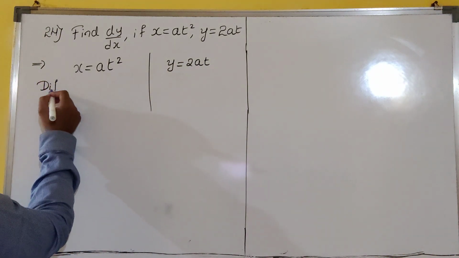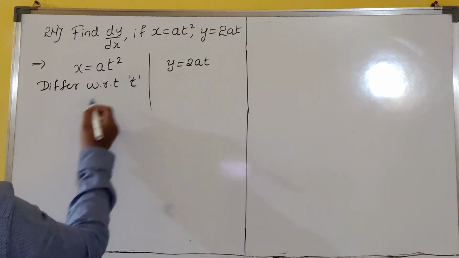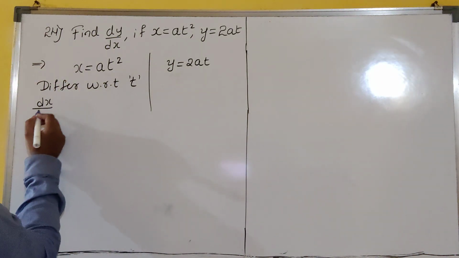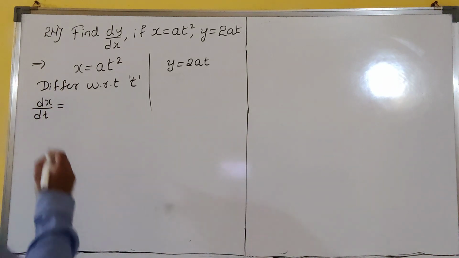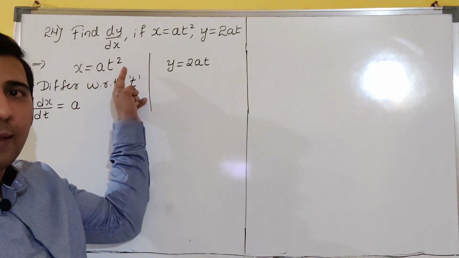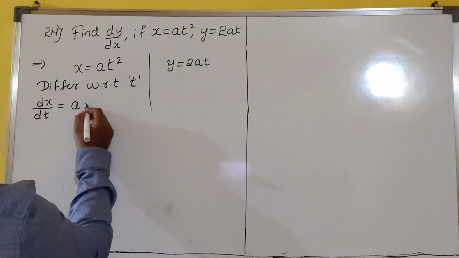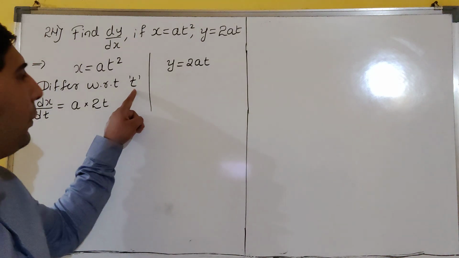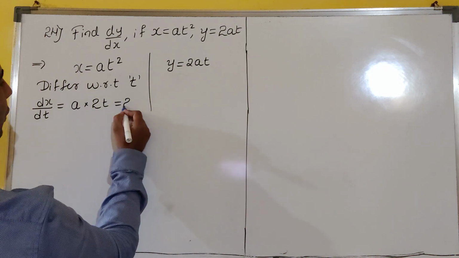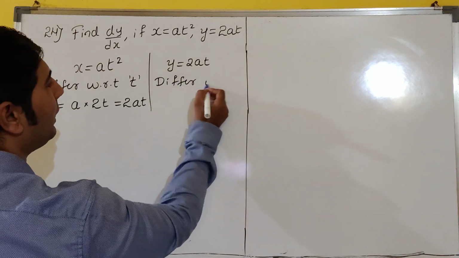So how to write? Differentiate with respect to t, dear students. Now x is different, t is different, no variables, so it will join with the differential operator dx by dt. A is a constant. T square derivative is 2t. Since it is with respect to t, it will not join with anything. So 2t into a, 2at. Clear?